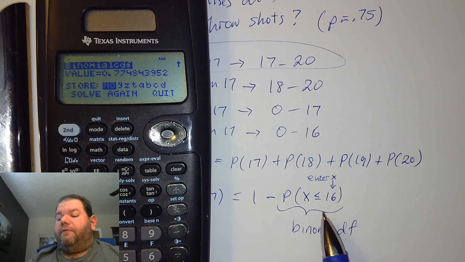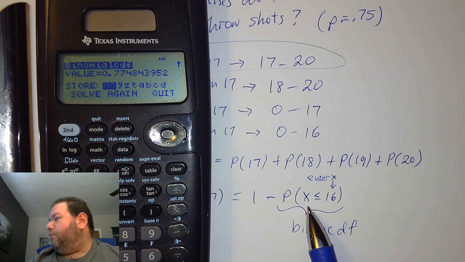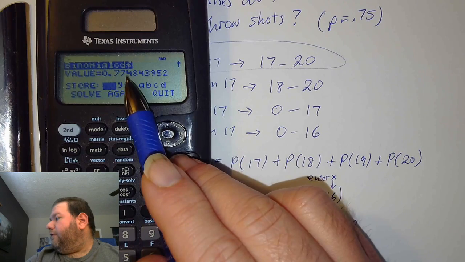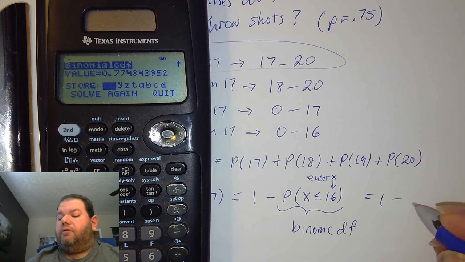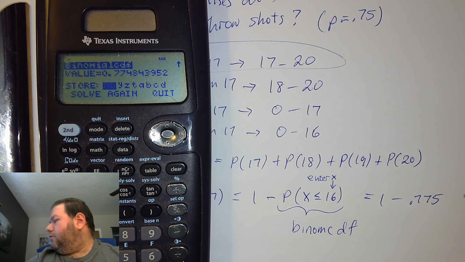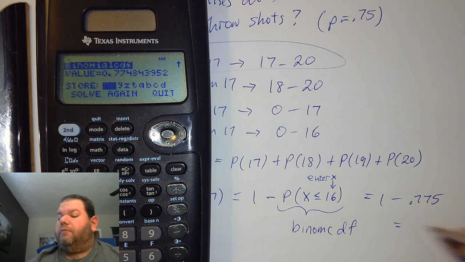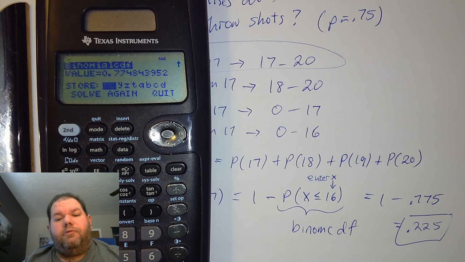And so the probability of making 16 or less is 0.775 if we round to 3 decimal places. Okay? Which, when we subtract that from 1, gives us a probability of 0.225. So, well, a 22.5% chance that we make at least 17 of the 20 free throws, given that we have a history of making 75% of the shots that we take.